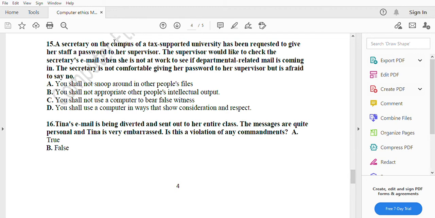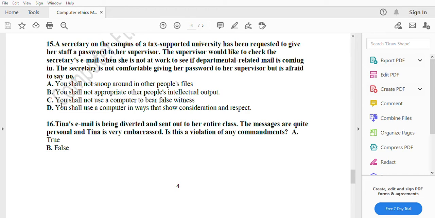Question 15: a secretary on the campus of a tax-supported university has been requested to give her staff password to her supervisor. The supervisor would like to check the secretary's email when she's not at work to see if departmental related mail is coming. The secretary is not comfortable giving her password to her supervisor, but is afraid to say no.